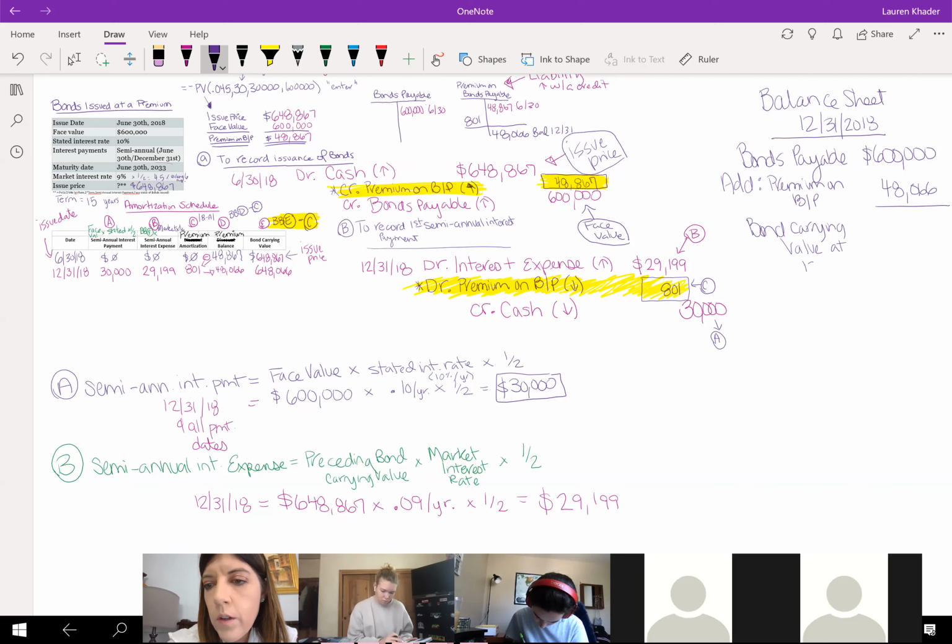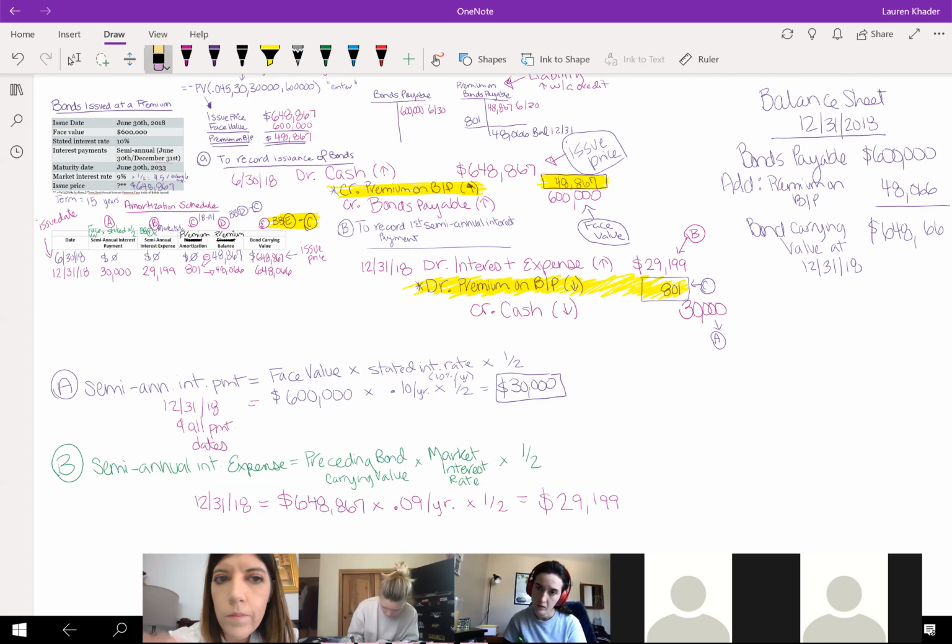So my bond carrying value at 12/31/2018 equals 648,066, which is what our table shows.